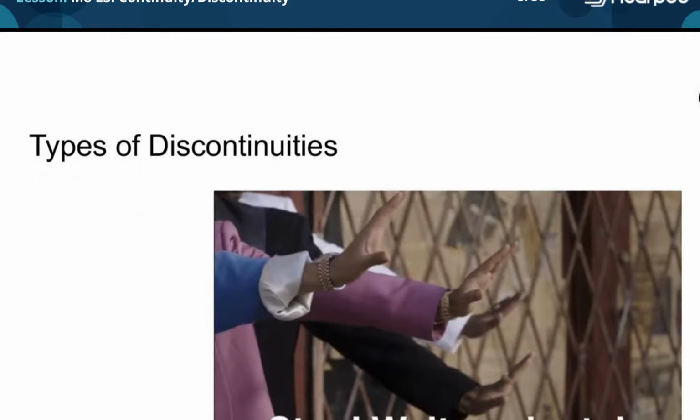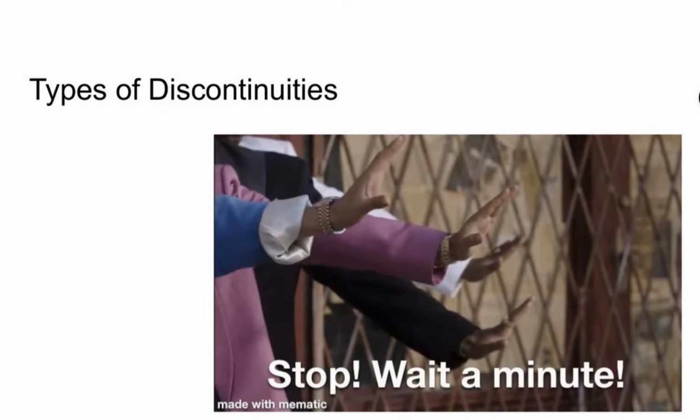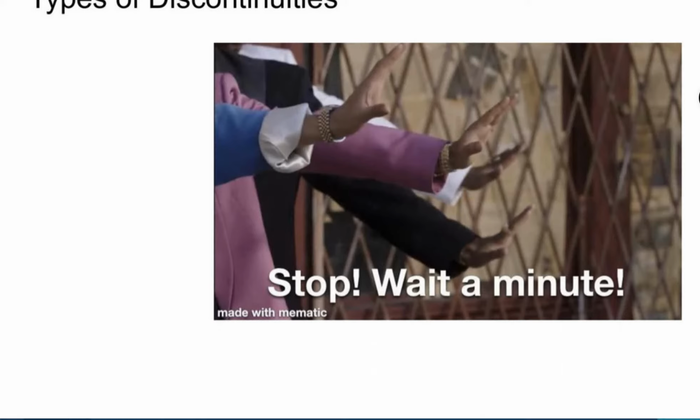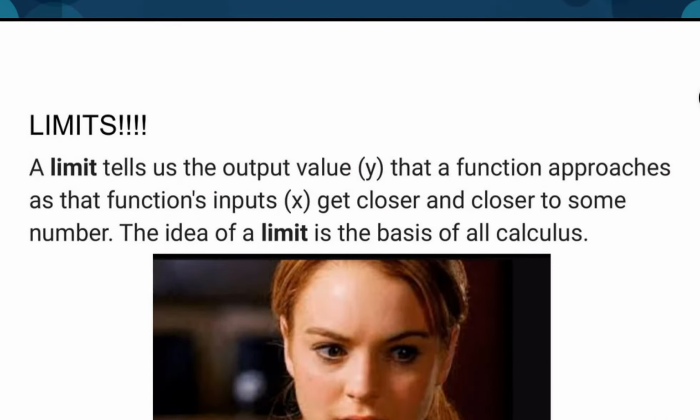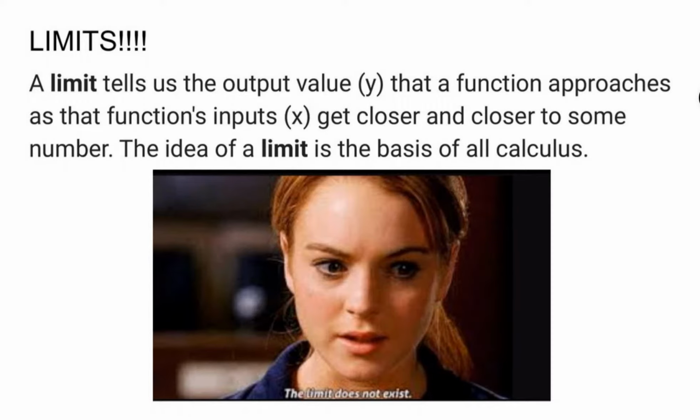So the first thing that we are going to talk about is types of discontinuities. Now stop, wait a minute. Before we do that, we need to talk about a concept called limits. Limits is really cool because it is actually the basis of all calculus. I like to teach this lesson during the end of the school year so that it's fresh for your mind in case you're interested in taking calculus. It will build a strong foundation for you.